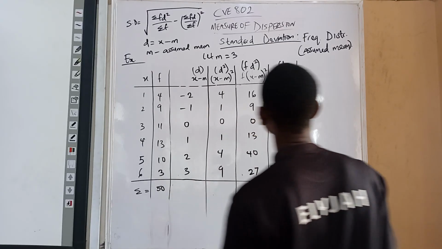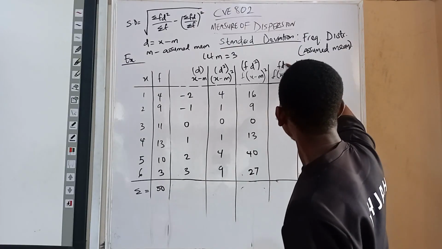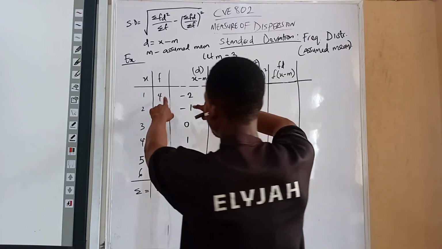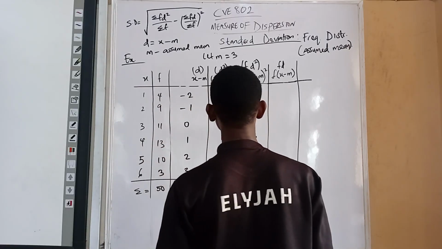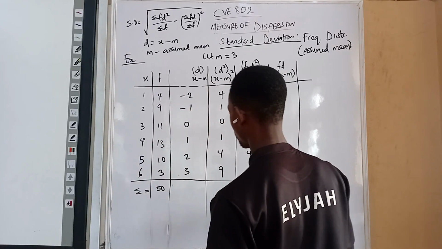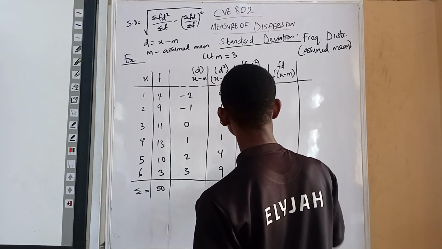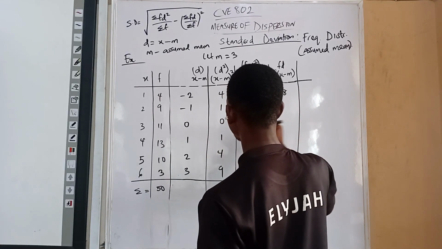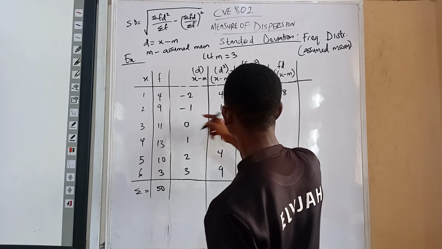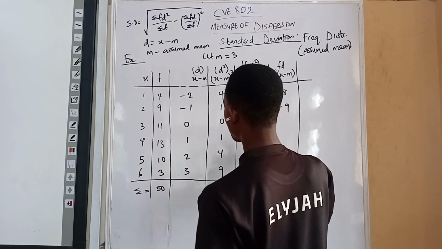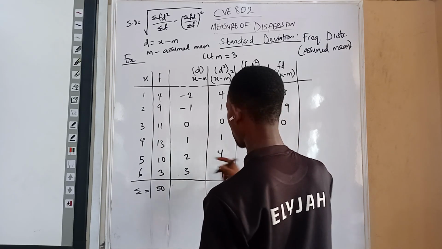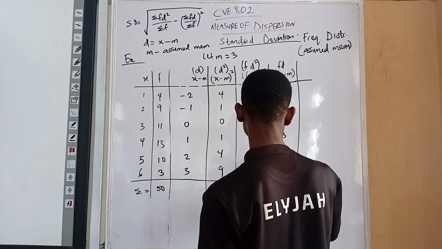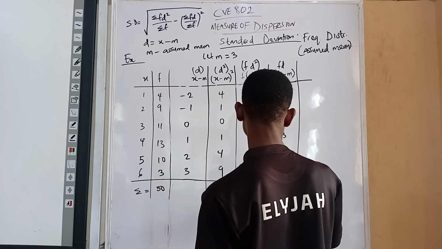Then for fd, f multiplied by d, this multiplied by this. 4 times minus 2 is minus 8. 9 times minus 1 is minus 9. 11 times 0 is 0. 13 times 1 is 13. 10 times 2 is 20. And this one is 9.